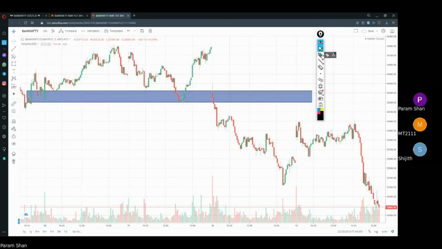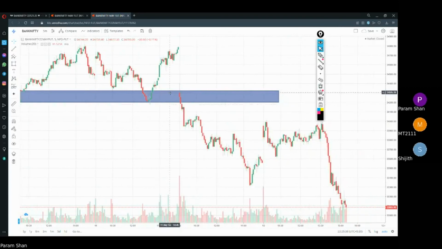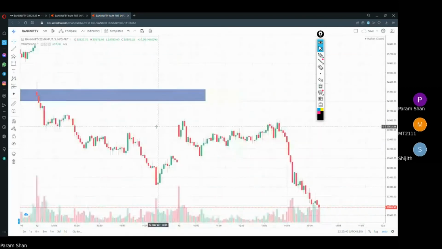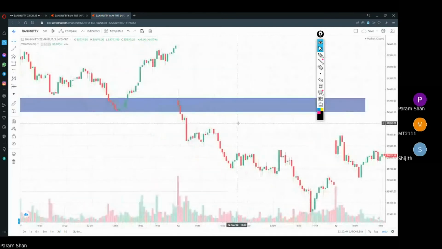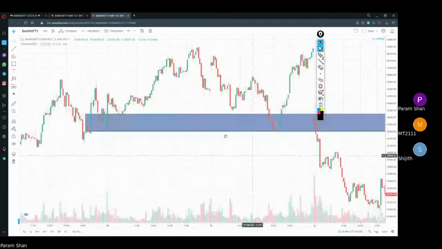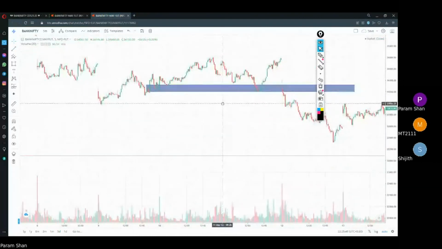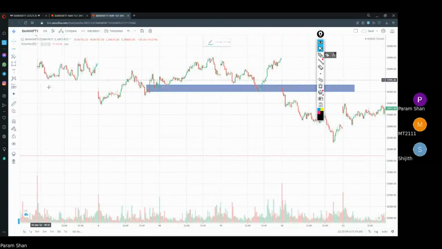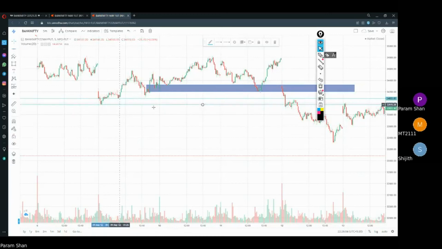From here, if the price is going above, it will be considered a support. If the price is coming from the bottom, this will be considered a resistance zone. Now the price is falling. We will use this only, assuming this is the day we are trading. Here I do have one more. This is one line where the price is respected, and this is another line where the price is respected.